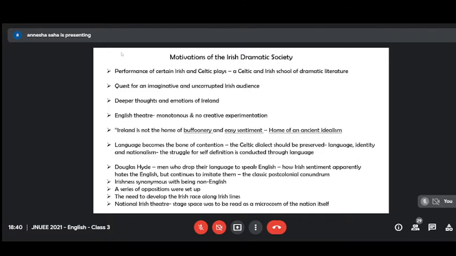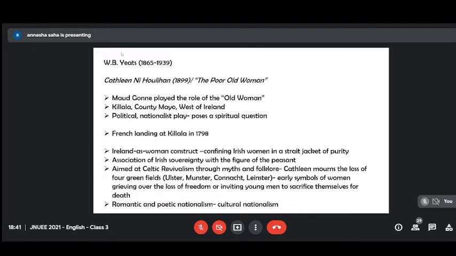And this is how the Irish Dramatic Society, the Abbey Theatre, in fact, its establishment, comes to be of such momentous importance within this cultural nationalist movement within Ireland in the early 20th century. So now we will be taking a look at two of the playwrights who are associated with the Irish Dramatic Revival. The first person that we'll be looking at is, of course, William Butler Yeats.